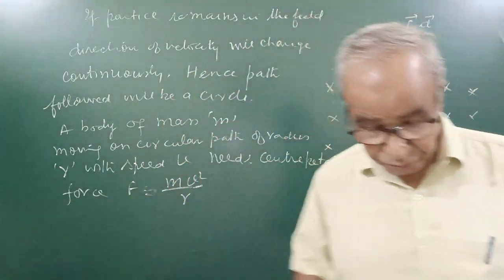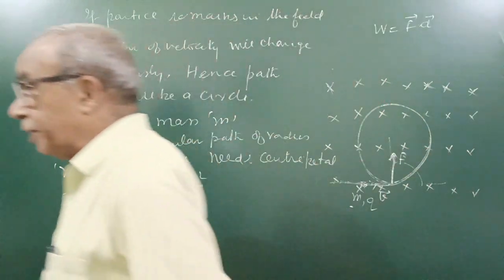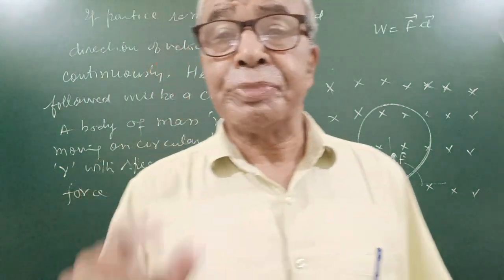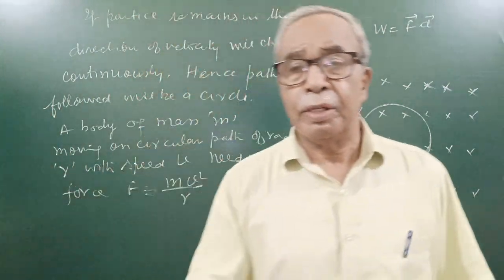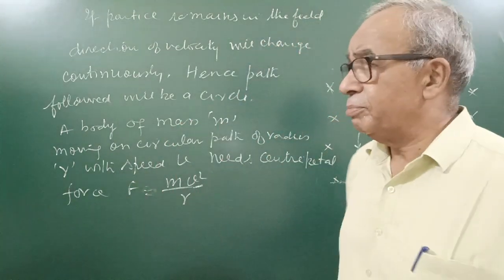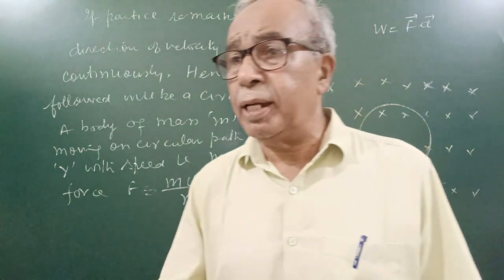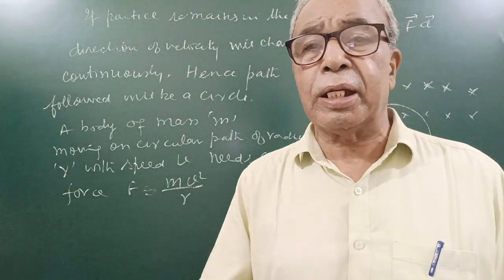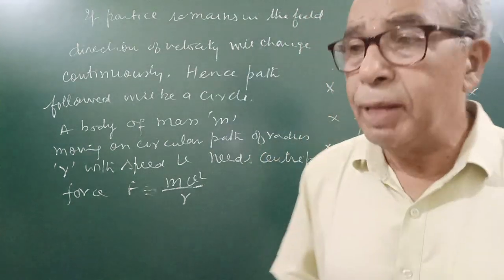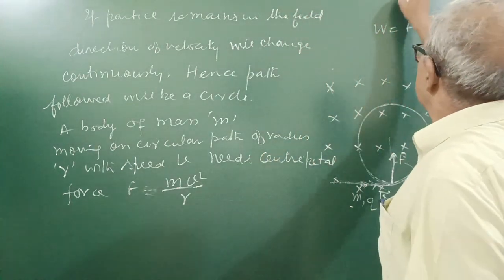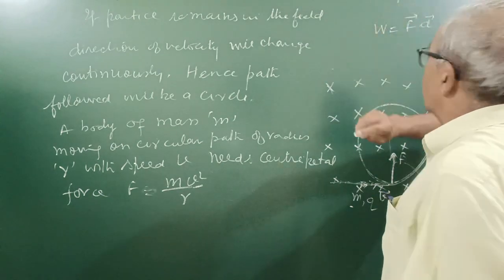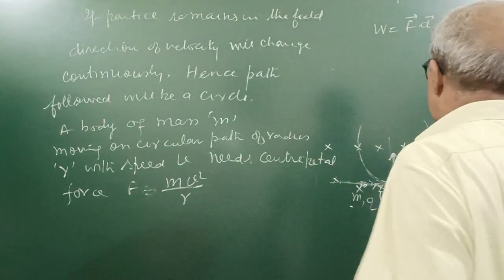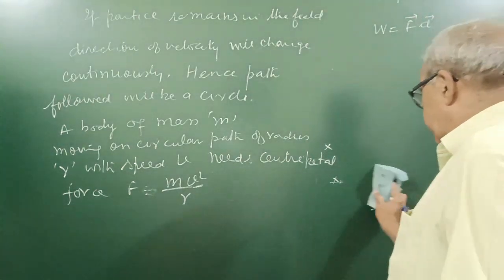Why does it need centripetal force? Because according to Newton's first law, listen to my statement very carefully. Newton's first law states that a body at rest remains at rest, a body in motion remains in motion with constant velocity in a straight line until and unless an unbalanced force is applied on it. Till F equal to 0, magnitude and direction of velocity cannot be changed.